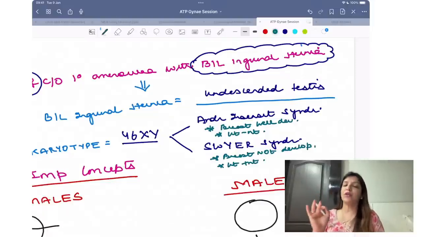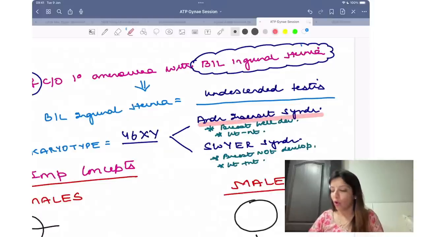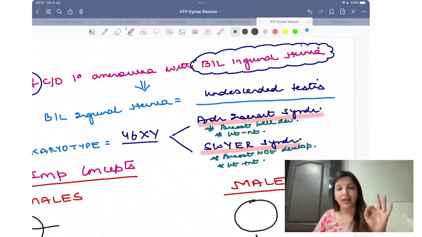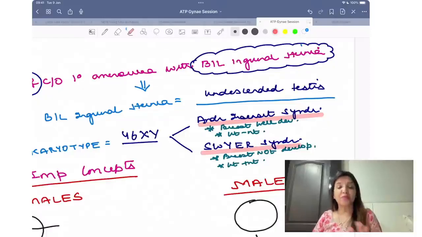The moment your question says bilateral inguinal hernia, immediately you have to think about only two things. Either you are dealing with androgen insensitivity syndrome or you are dealing with Swyer's syndrome. Androgen insensitivity syndrome के question में they are going to say breast is well developed, uterus absent. Swyer's में breast not developed, uterus present. Clear to all of you?